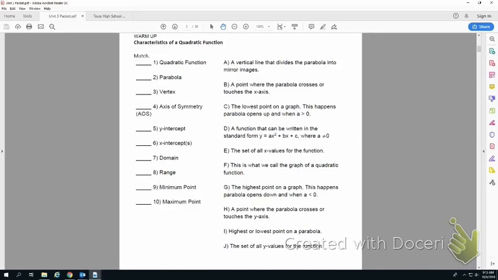So on the first one, quadratic function, which one is that? D. It can be written in this form right here, which is called the standard form. The parabola, which one was that? F. That's the shape of the graph. What is the vertex? I.